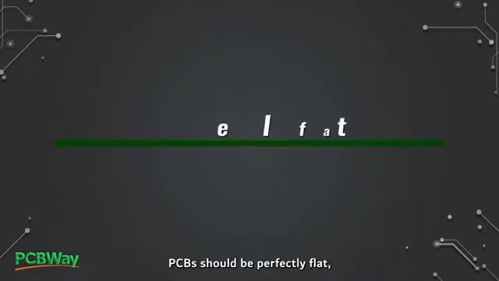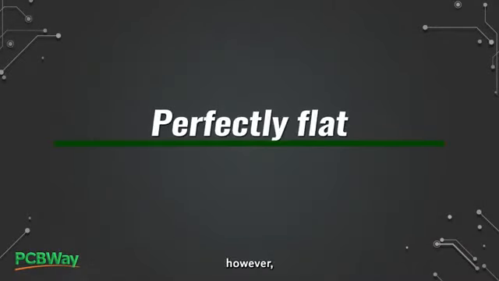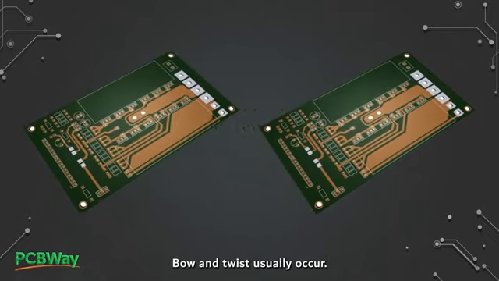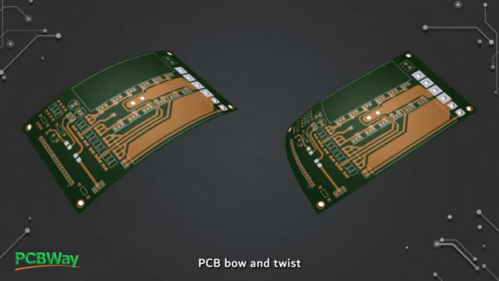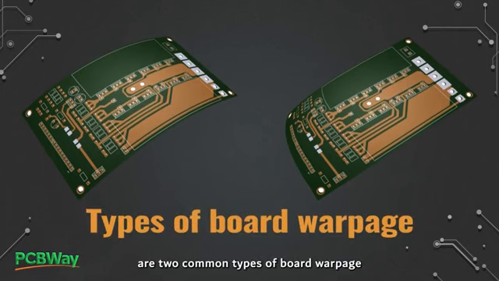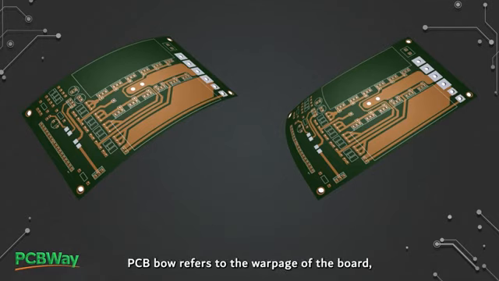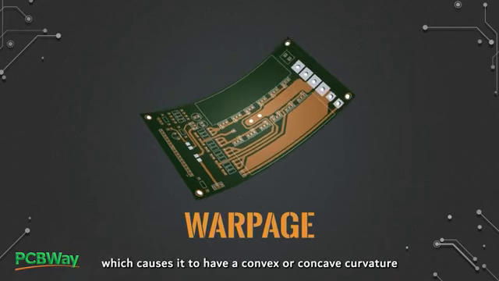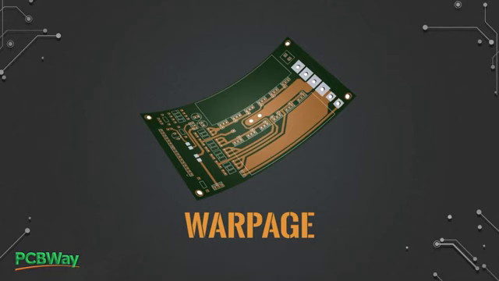Ideally, PCBs should be perfectly flat. However, this is not always possible. Bow and twist usually occur. PCB bow and twist are two common types of board warpage that can occur during and after the PCB manufacturing process. PCB bow refers to the warpage of the board, which causes it to have a convex or concave curvature along its length or width.